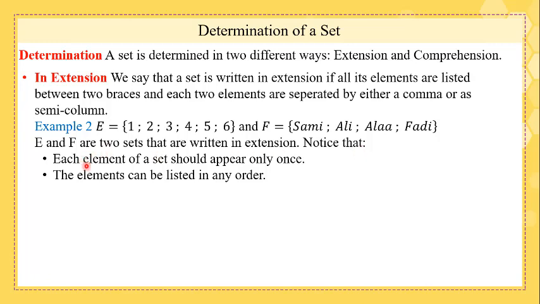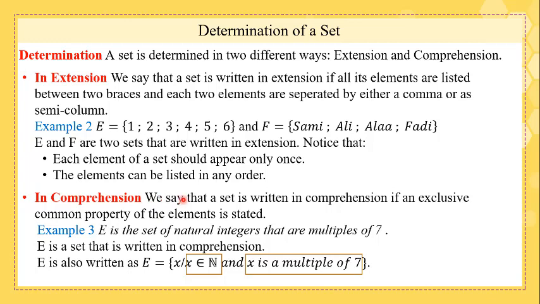Notice that each element of a set should appear only once. The elements can be listed in any order. In comprehension, we say that a set is written in comprehension if an exclusive common property of the elements is stated. Example 3, E is the set of natural integers that are multiples of 7. E is a set that is written in comprehension. E is also written as E equals the set of x belongs to N, and x is a multiple of 7.